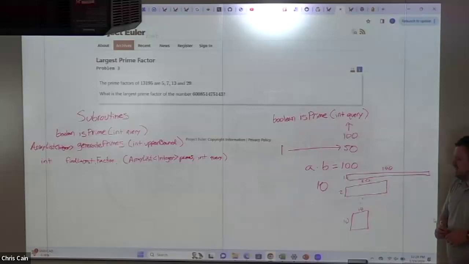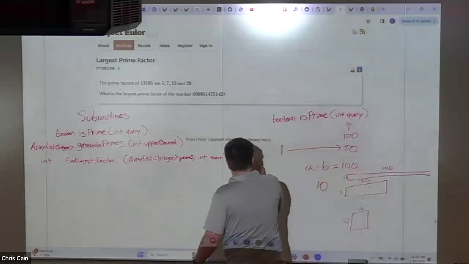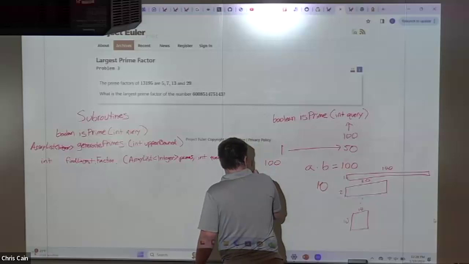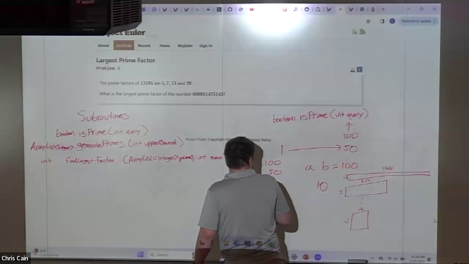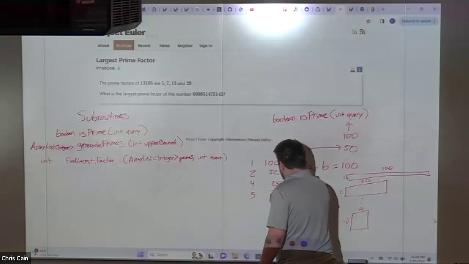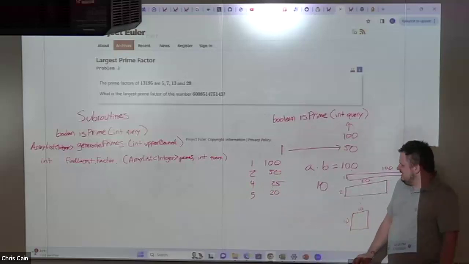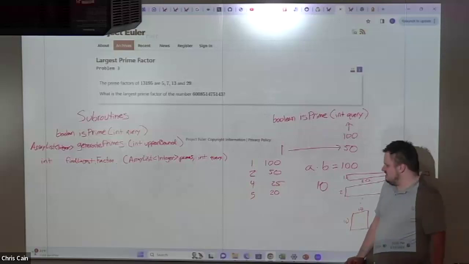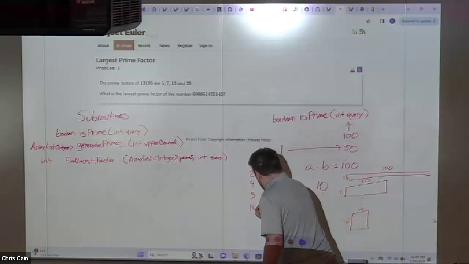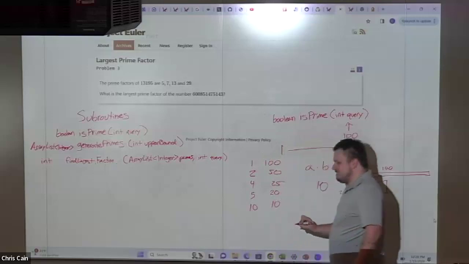So for instance, if we're looking at 100, what are the factors of 100? They come in pairs, right? So we have 1 and 100. We have 2 and 50. Doesn't go in 3 evenly. 4 and 25. 5 and 20. 6 doesn't go in evenly. 7 doesn't go in evenly. 8 doesn't go in evenly. 9 doesn't go in evenly. 10 goes in evenly. And 10.